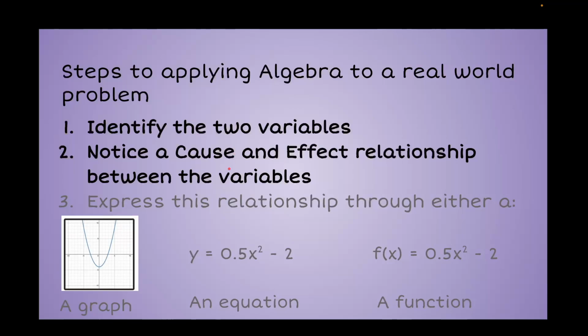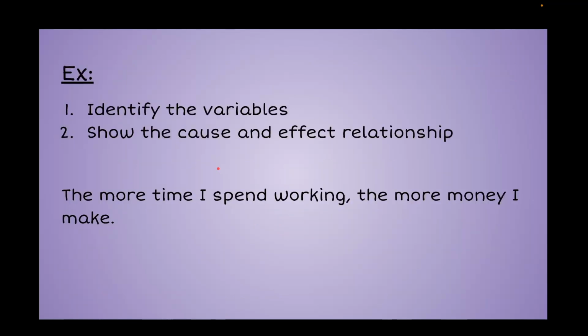If you can't do these first 2 steps, you're never going to be able to do any of this mathy stuff, or at least it's going to be a lot more confusing. So we're really going to focus on these 2 things today. In the problems that you're going to be doing, you're just going to do these 2 things: identify the 2 variables and also show the cause and effect relationship.